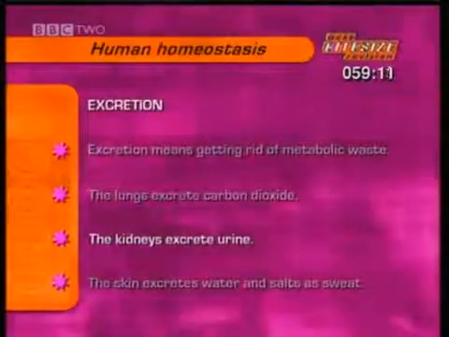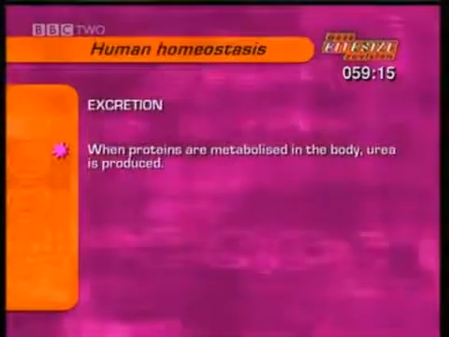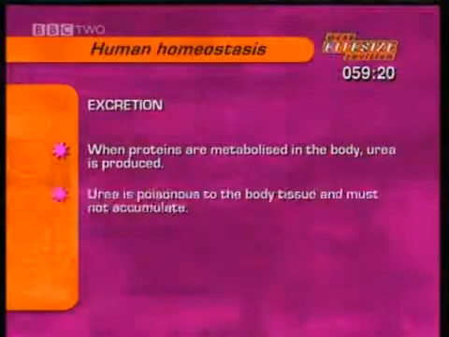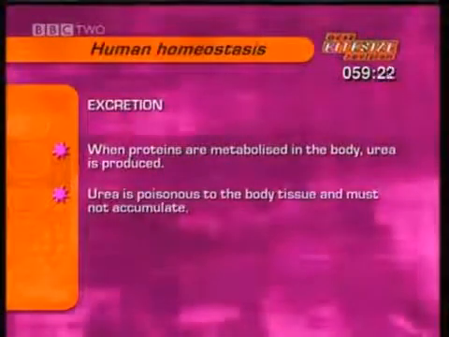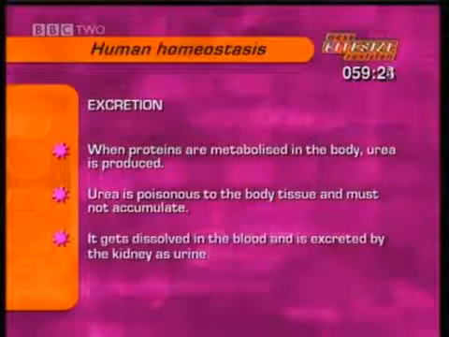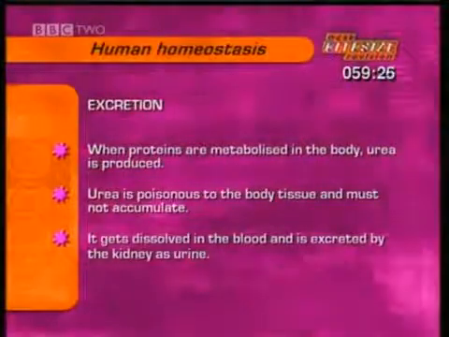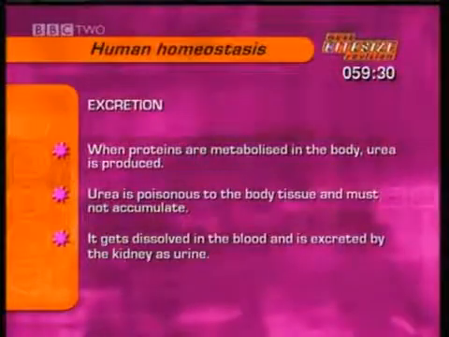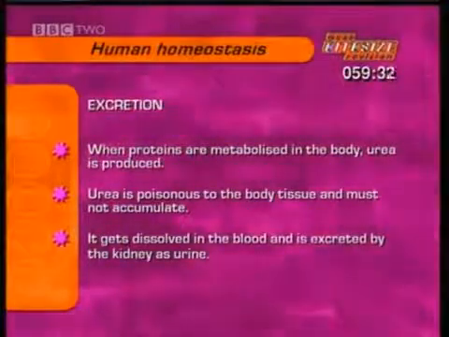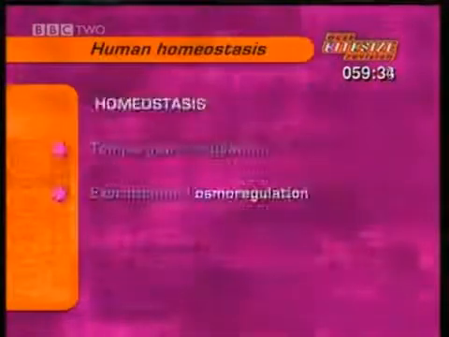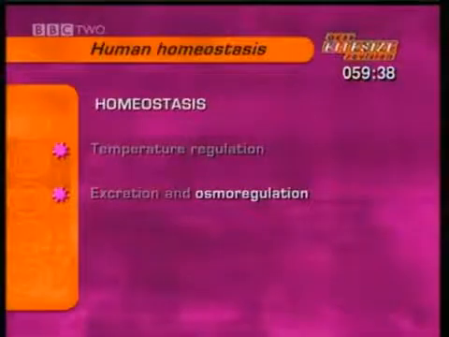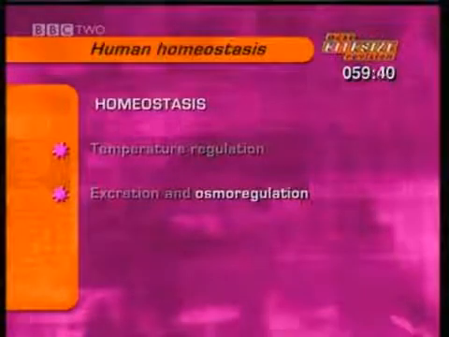Next, how do the kidneys excrete urine? When proteins are metabolized in the body, urea is produced. Urea is poisonous to the body tissue and must not be allowed to accumulate. It gets dissolved in the blood and is excreted by the kidneys along with the excess water and salts as urine. Next, osmoregulation: how the water levels in the blood are regulated.